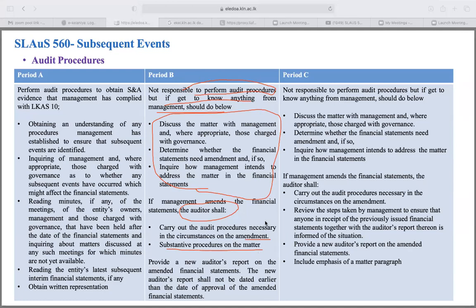Yes, clear or not? Period B. Yes, is it clear? Yes, sir. Okay.